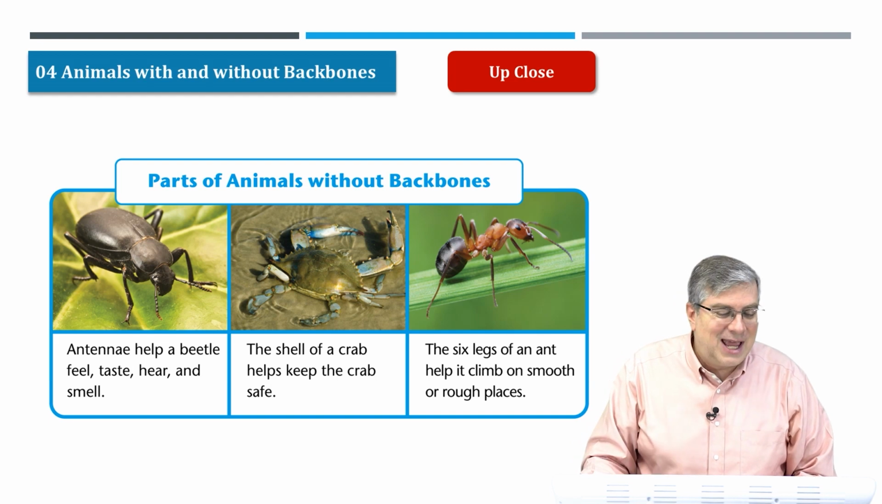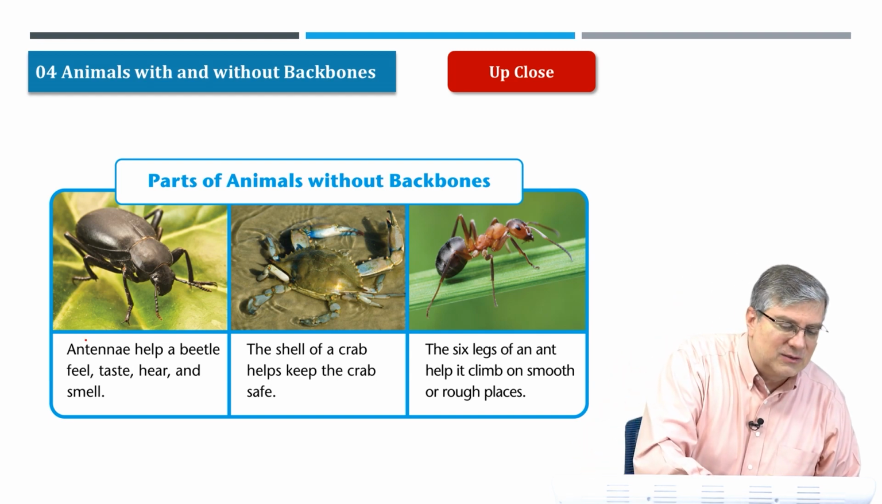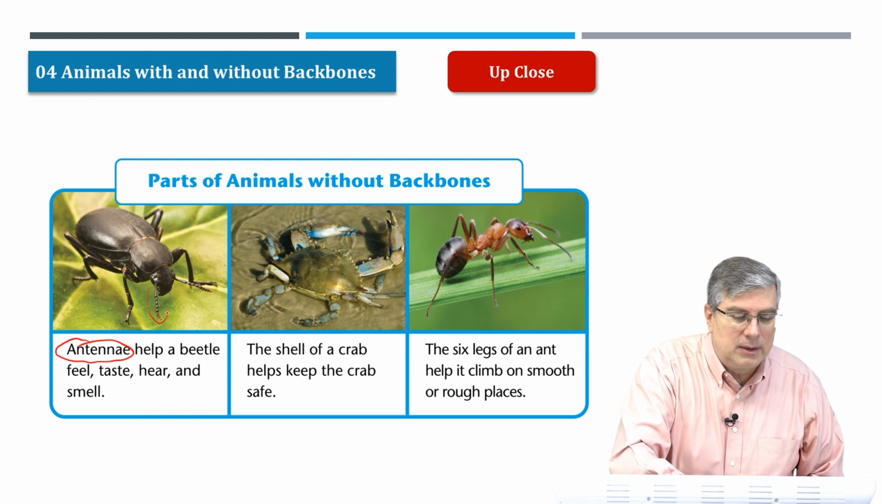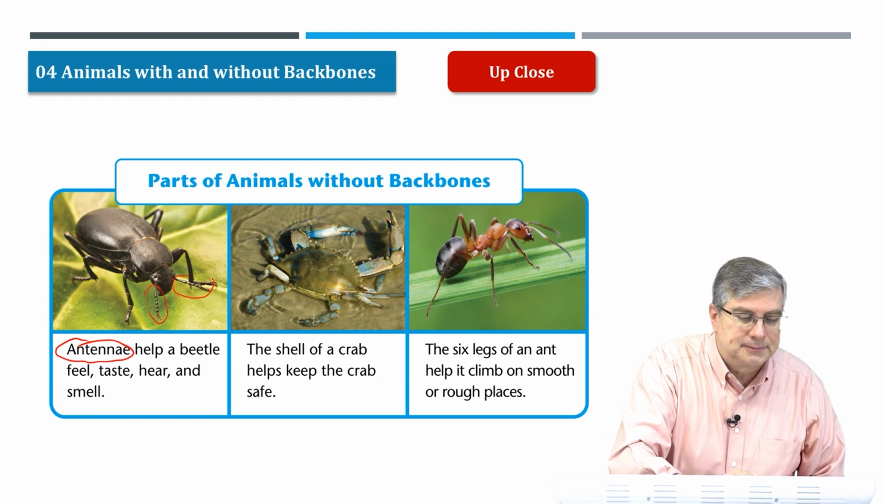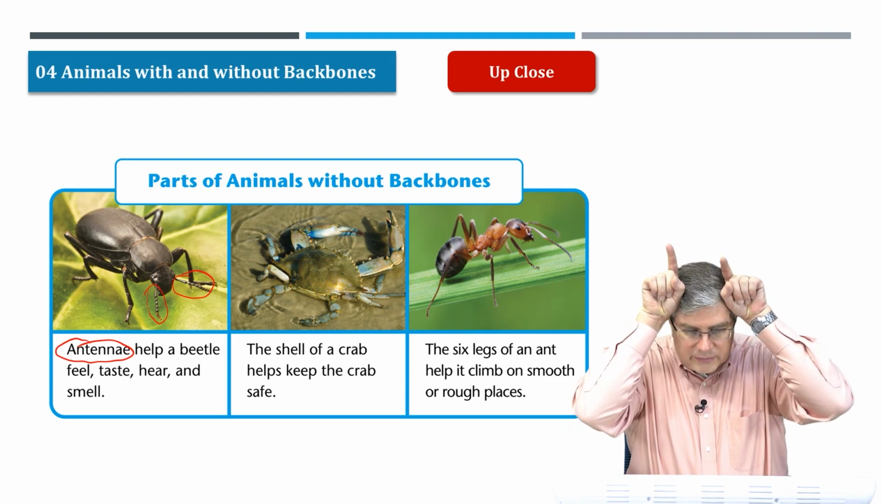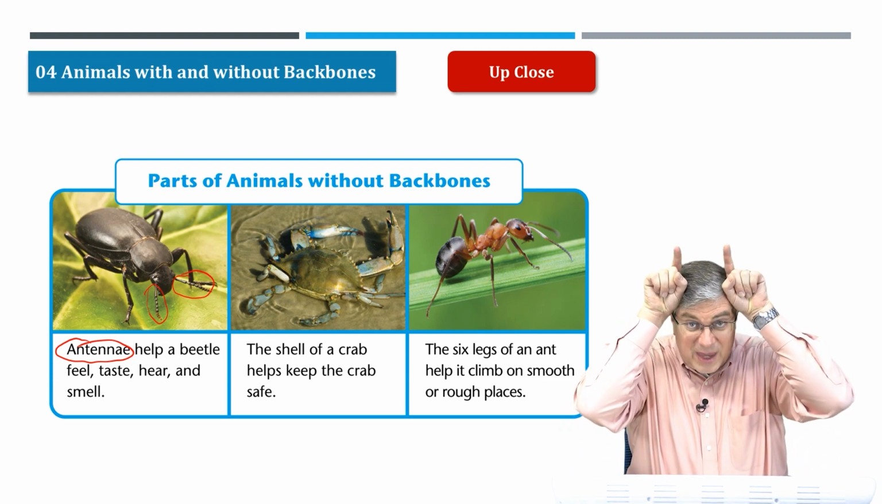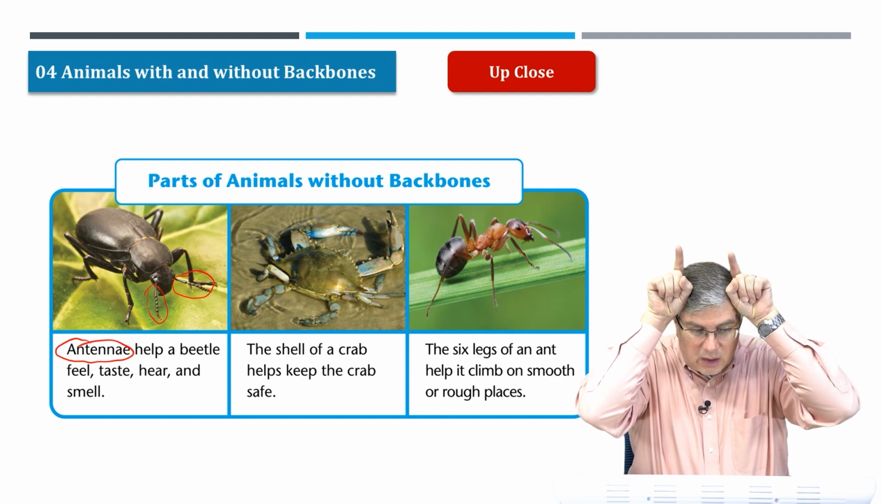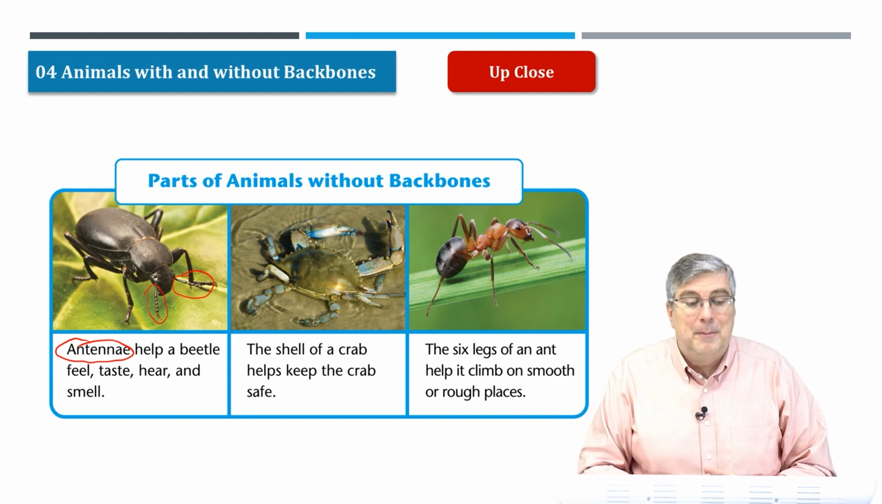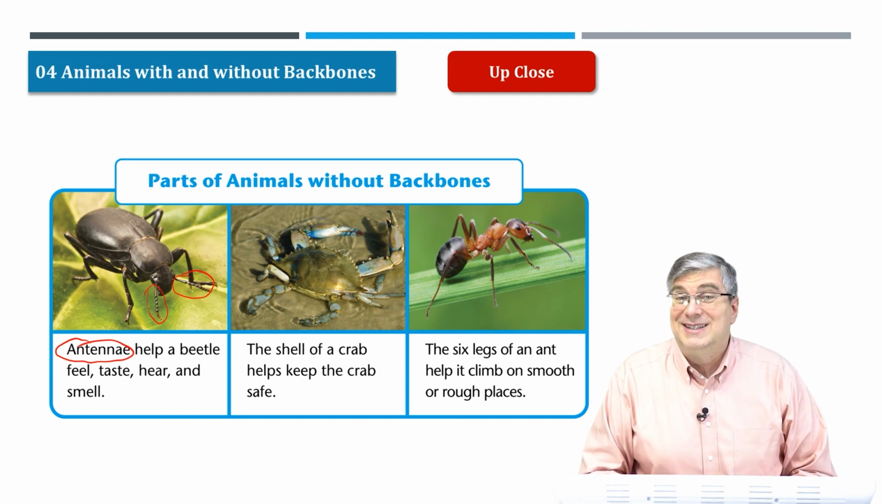Okay, but antenna, what are antenna? And that's this word here, antenna. And you can see on the beetle here, the antenna are here, right? Those are the antenna. And they're like little arms, really, that stick out from the head of the insect. They're not as strong as arms, right? But they're little appendages that stick out. Now, antennae are very useful for insects.